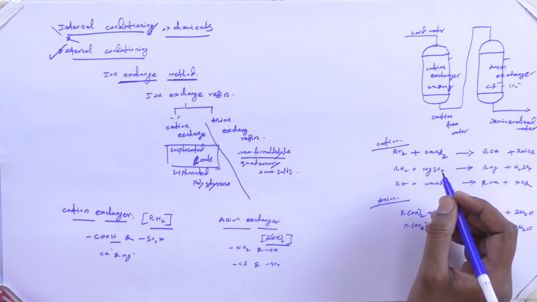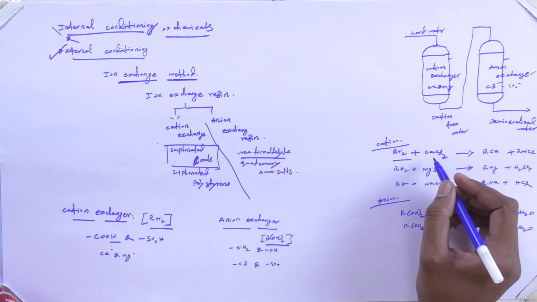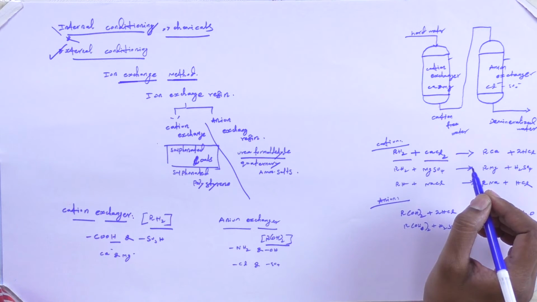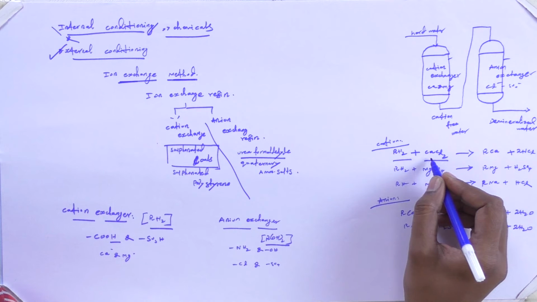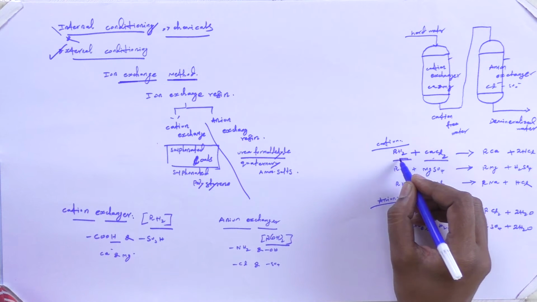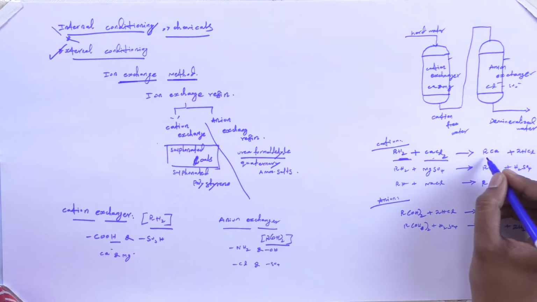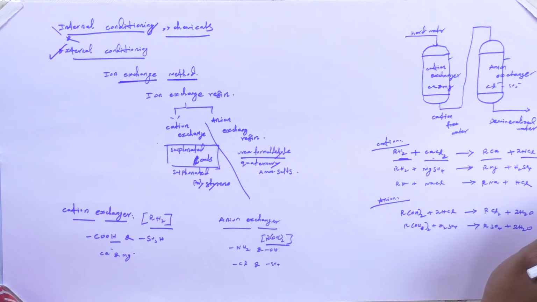Just listen. Here, what happened? This is the cation exchanger. It reacts with the calcium chloride present in your water. This calcium ion replaces the H plus from the RH2, so it forms RCa and then 2HCl.